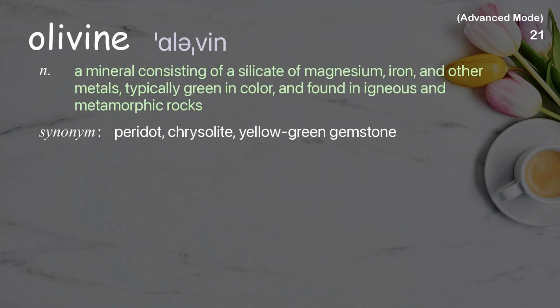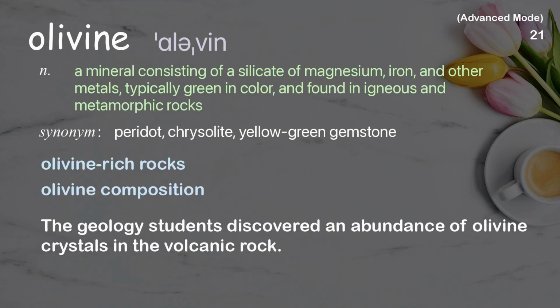Olivine. A mineral consisting of a silicate of magnesium, iron, and other metals, typically green in color, and found in igneous and metamorphic rocks. Examples: Olivine-rich rocks, olivine composition. The geology students discovered an abundance of olivine crystals in the volcanic rock.